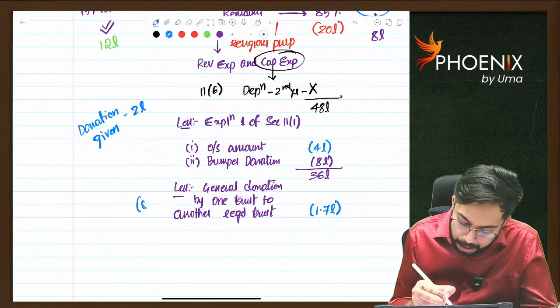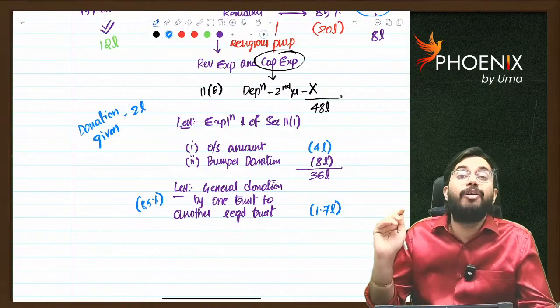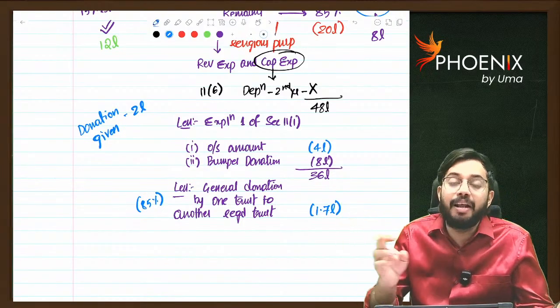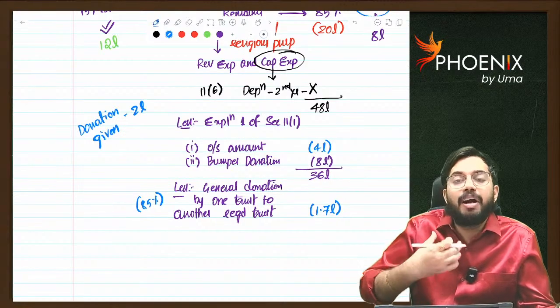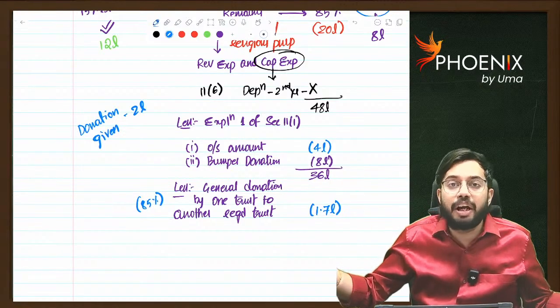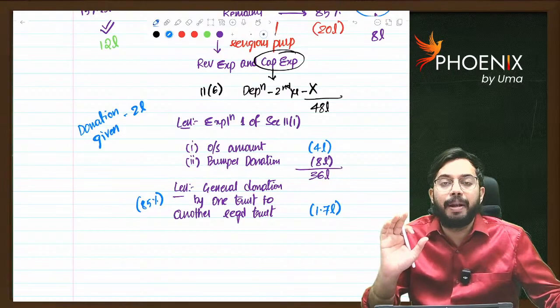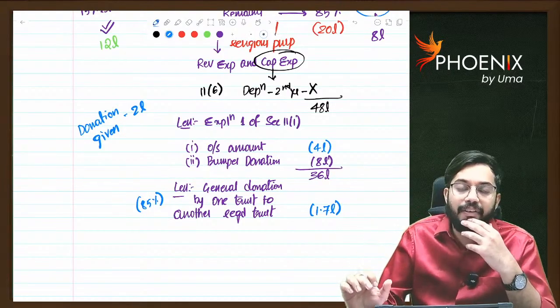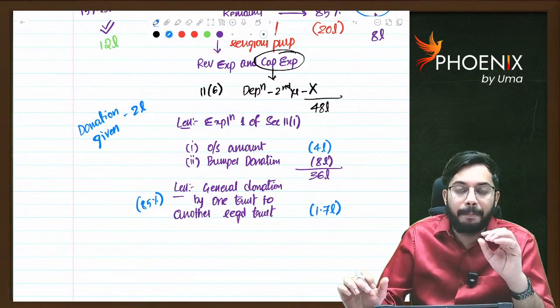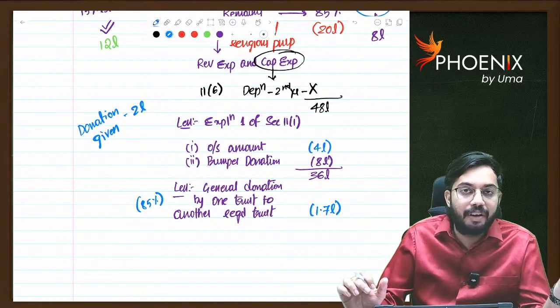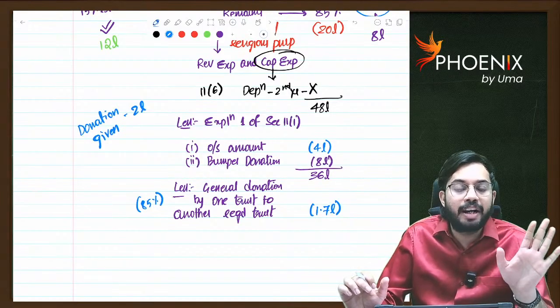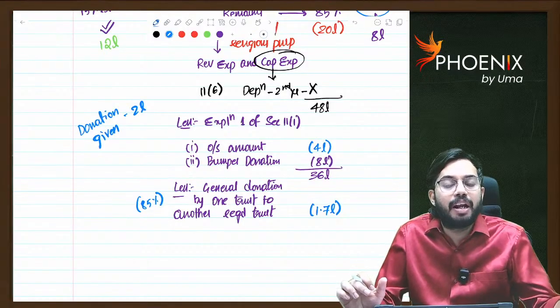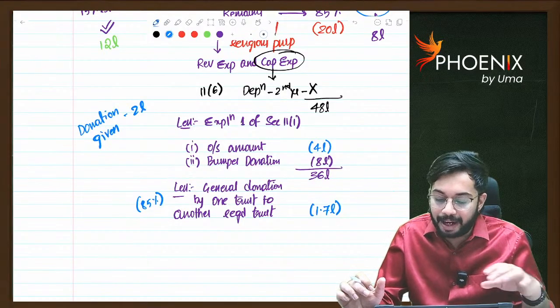So very important, only 85% of donation given is treated as applied. Another important point, if one trust gives a corpus donation to another trust, that is not treated as applied. Only if a general donation is given will it be treated as applied. Whatever the general donation given, the total is not treated as applied. Only 85% of the general donation given will be treated as applied.